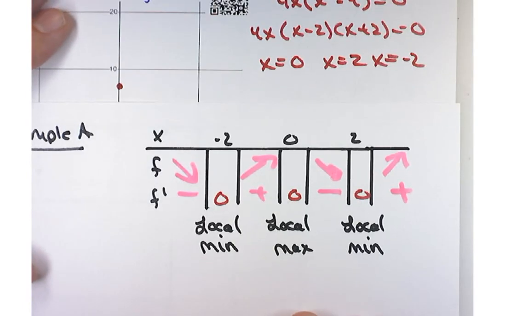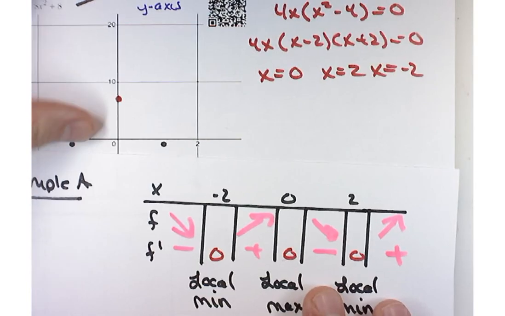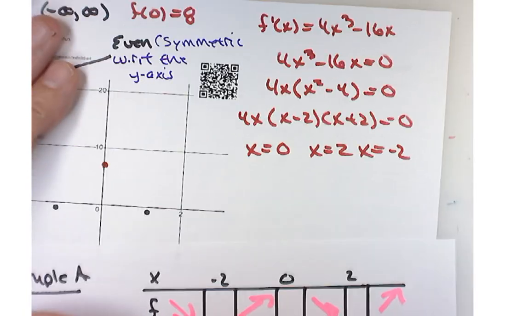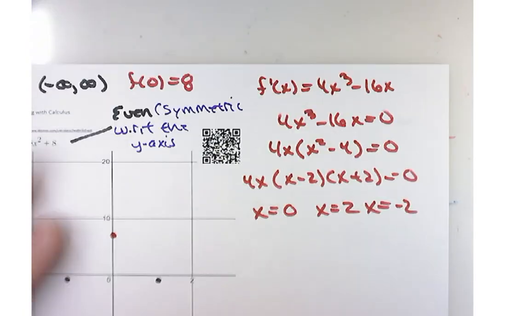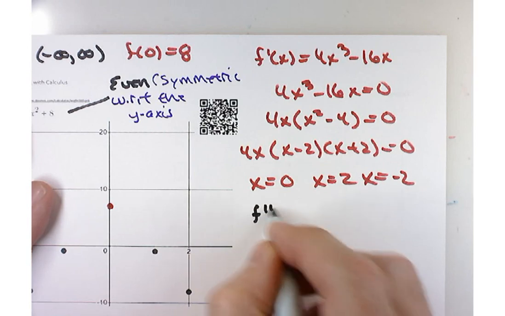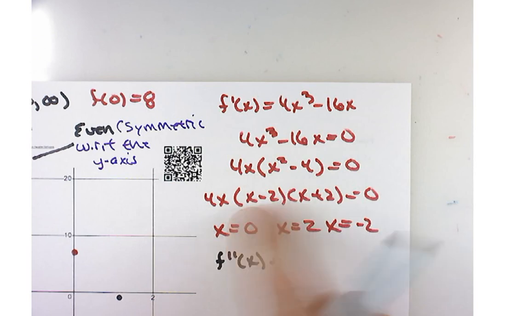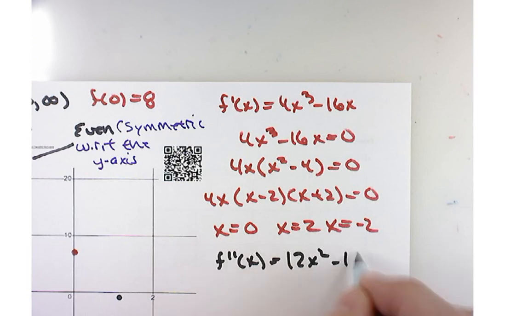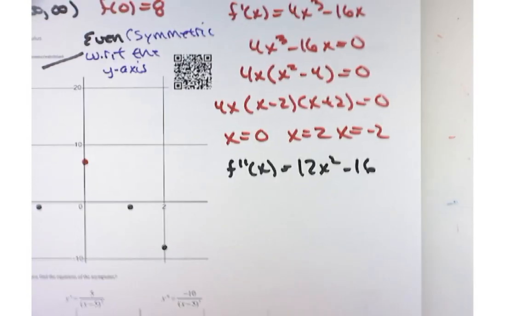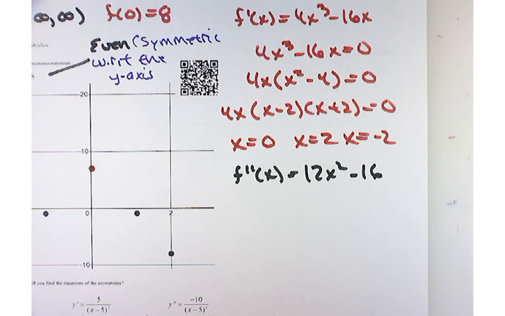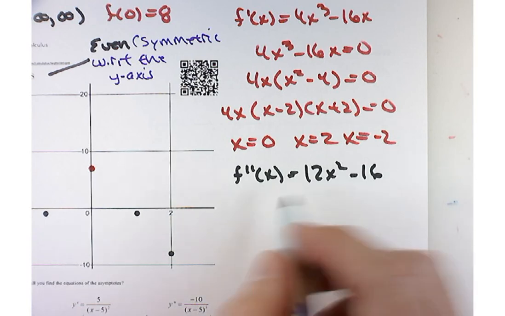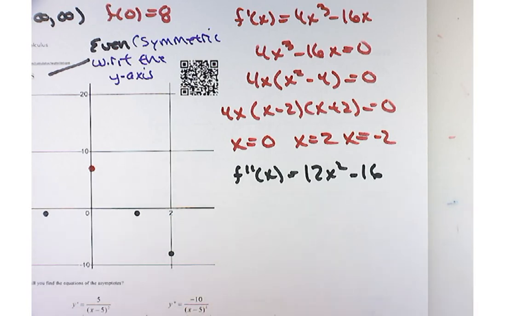Let's keep going. We've got our first derivative. Let's calculate the second derivative. So the second derivative, f double prime of x. Let's go back up here. I don't want to deal with the factored version of this. That's going to be 12x squared minus 16. Uh-oh, this could get ugly. 12x squared minus 16. I want to set that equal to 0 and solve.